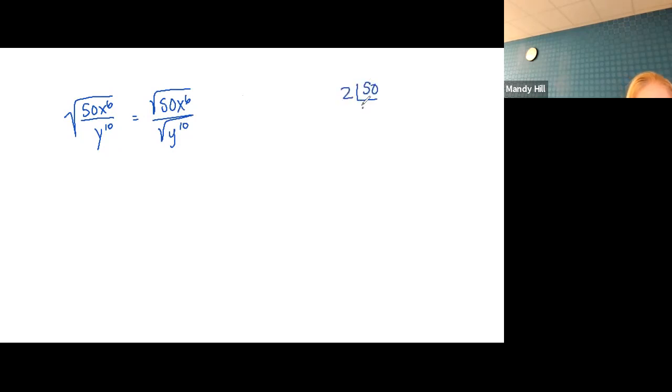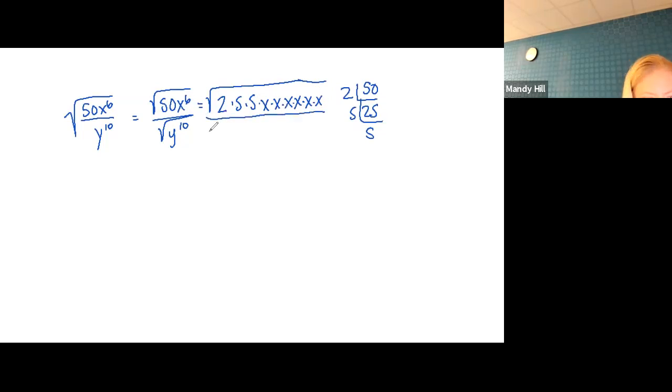So 2 goes into 50, 25 times, that's 5 times 5. If we stretch this top part out, we would have 2 times 5, and then we would have 6 x's. And we know the shortcut is to do 6 divided by 2 and get x to the third. I'm just trying to make sure I explain this. So on the bottom, we don't have any numbers to deal with, but we have 10 y's, and we know we can do 10 divided by 2 to get our answer.